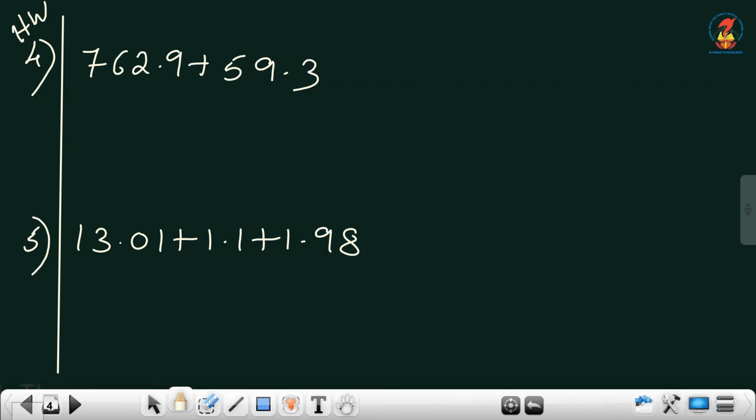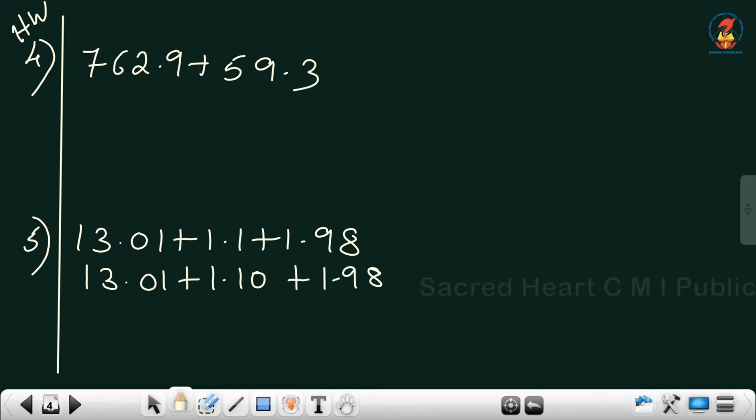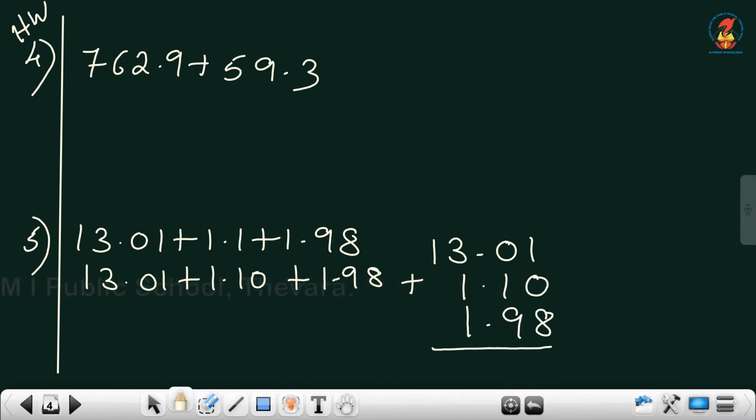Fifth question, 2 decimal place, 1 decimal place, 2 decimal place. So first I will convert the question. 13.01, this one 1.10 plus 1.98. Okay, now I will add 13.01 plus 1.10. 1 has to come here, 1 is in the ones place. 1.10 and then 1.98. Okay, so I am adding it. 1 plus 8 I will get 9. Again 1 plus 9, 10, carry 1. 3 plus 1, 4 plus 1, 5 plus 1, 6 and then 1. So 16.09.